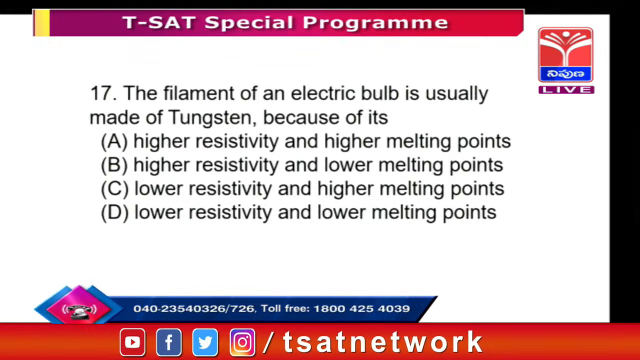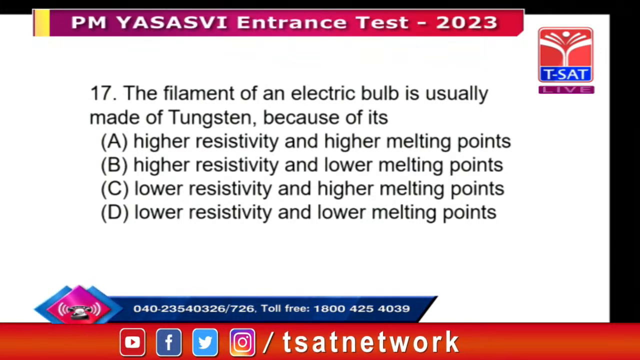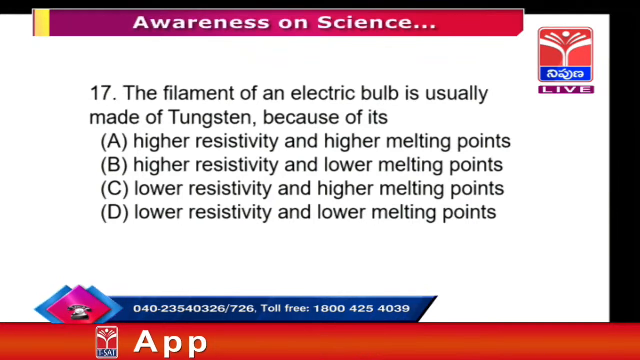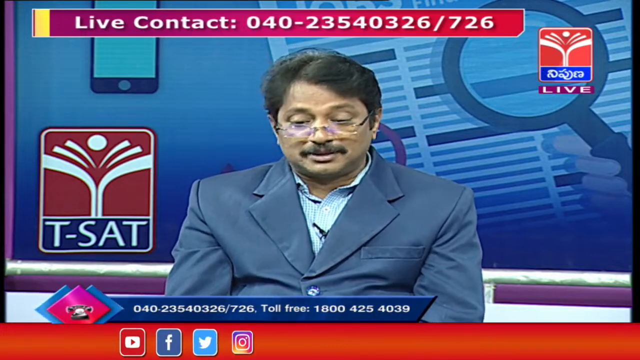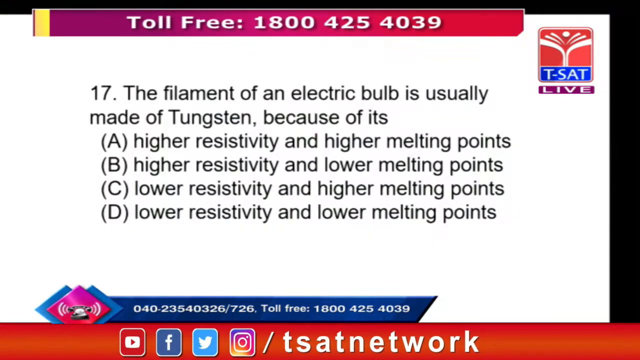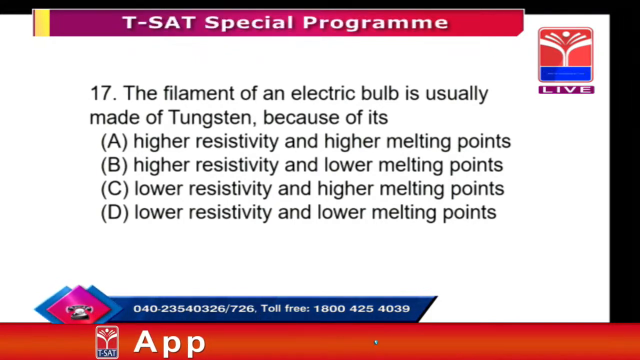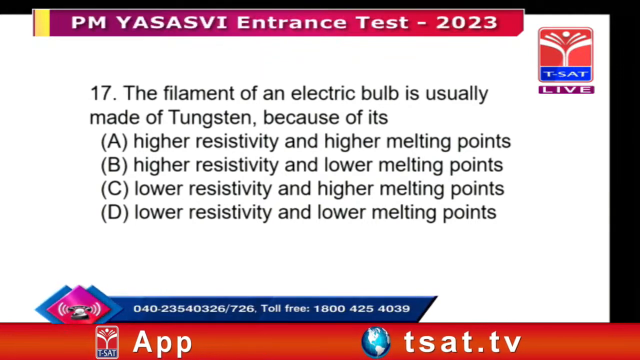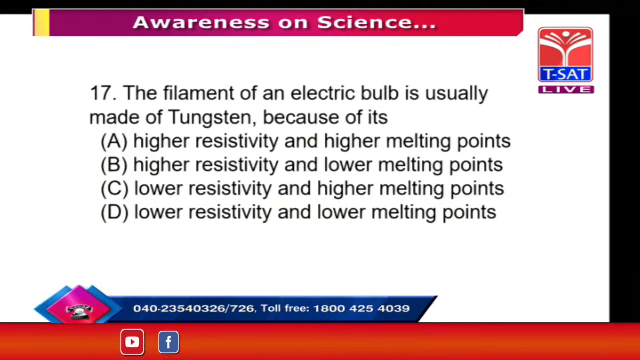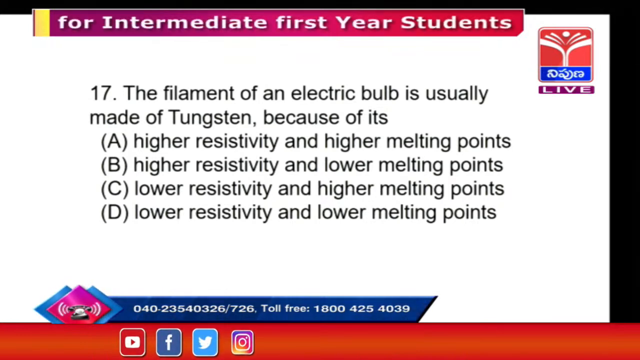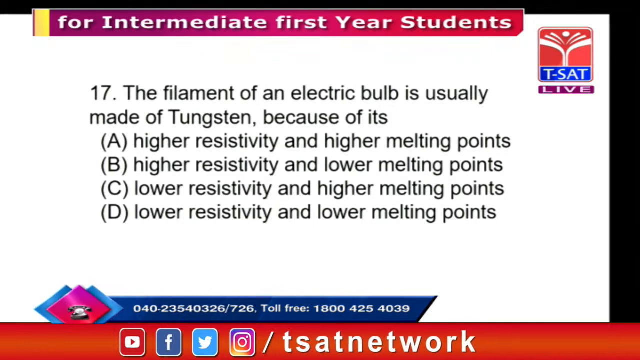The filament of an electrical bulb is usually made up of tungsten because of its... Actually, this kind of question is a basic understanding question. So why is tungsten used as a filament in bulbs? Here the 4 options are given: higher resistivity and higher melting point; second option, higher resistivity and lower melting point; third option, lower resistivity and higher melting point; option D, lower resistivity and lower melting point.